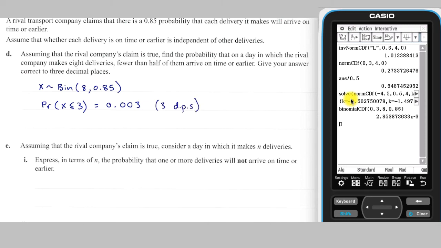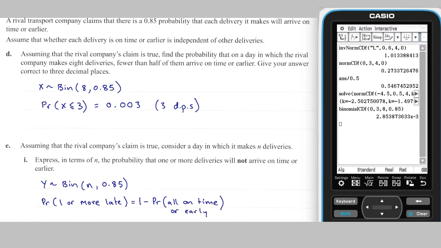Part E, Part 1. We are now considering a day with n deliveries and focusing on the number of deliveries that arrive late. The probability that 1 or more out of n arrive late is equal to 1 minus the probability that all arrive on time or early. Based on the formula for binomial probability, this statement can be written as an expression in terms of n.